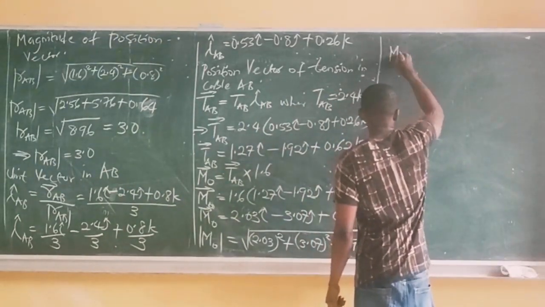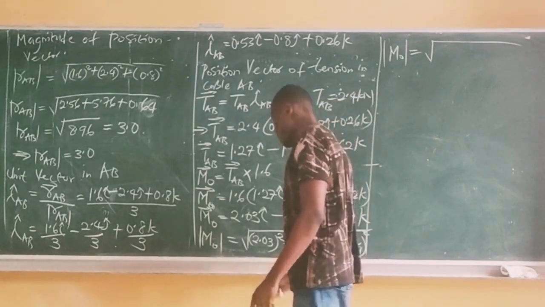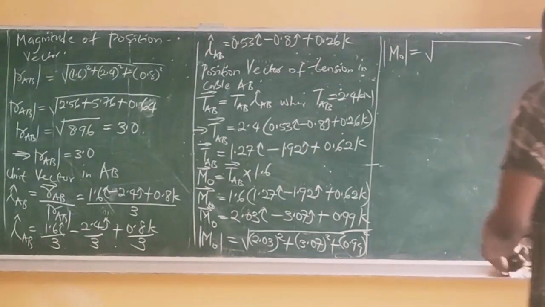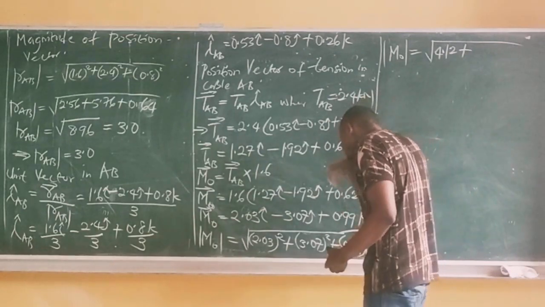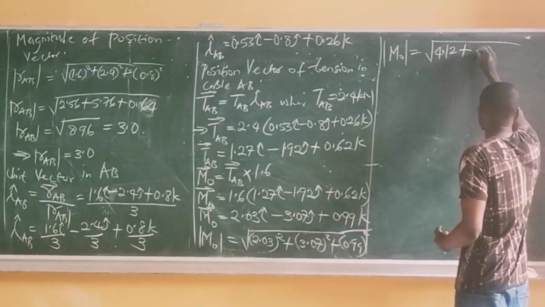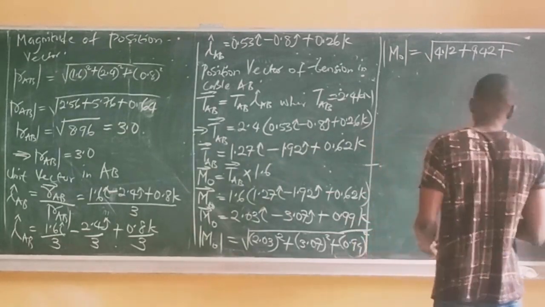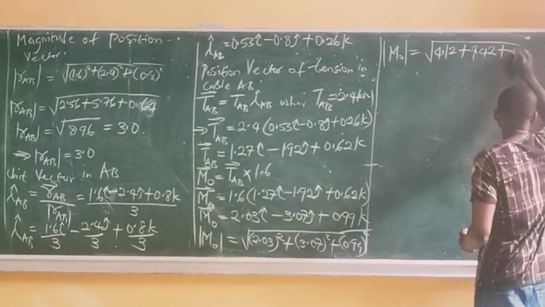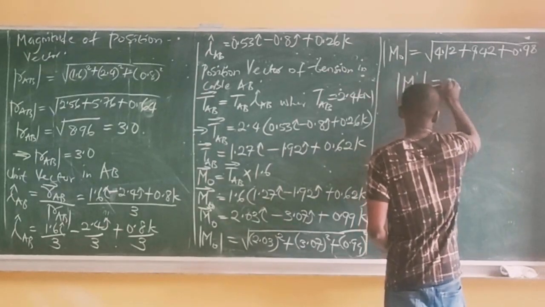So the magnitude of the moment is now equal to the square root of 2.03 squared, which is 4.12, plus 3.07 squared, which is 9.42, plus 0.99 squared, which is 0.98.